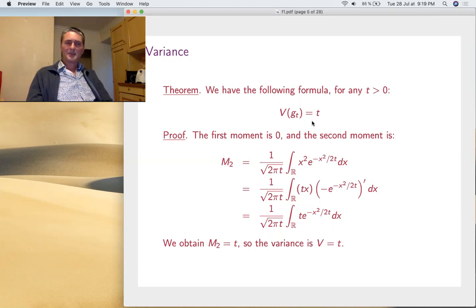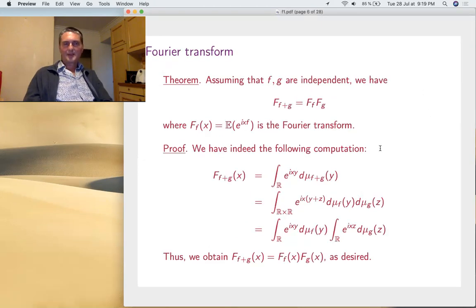Once again, in probability this is denoted sigma squared. Here I'll use t once again. There are reasons for doing that, because these measures form a one parameter convolution semigroup with respect to t. That's important for what we're doing. So we use t instead of sigma squared.